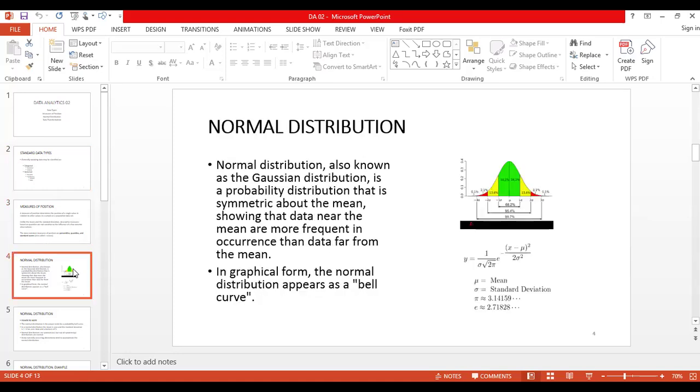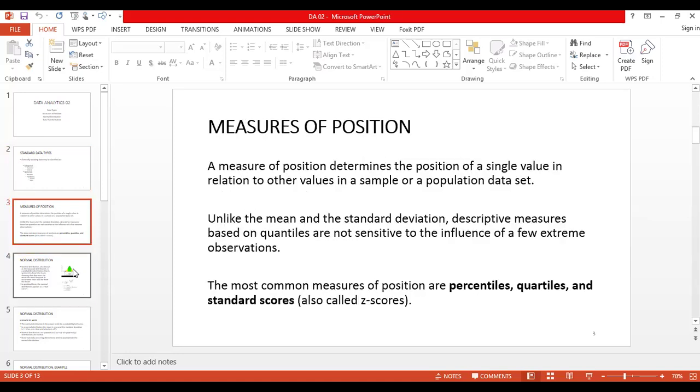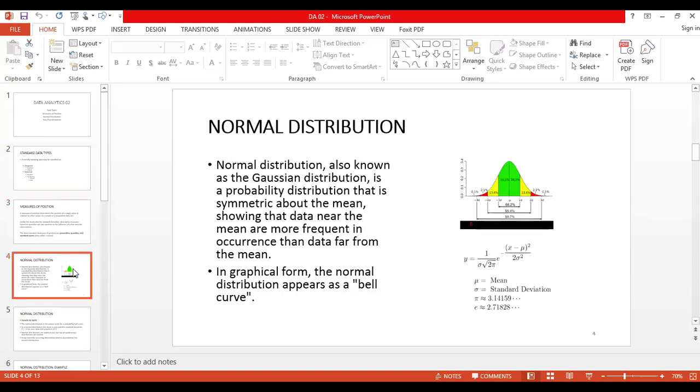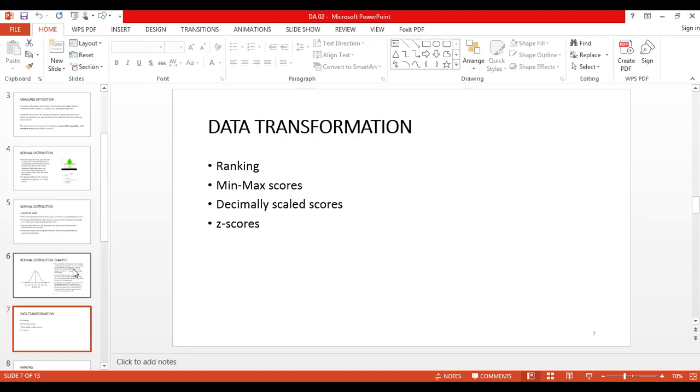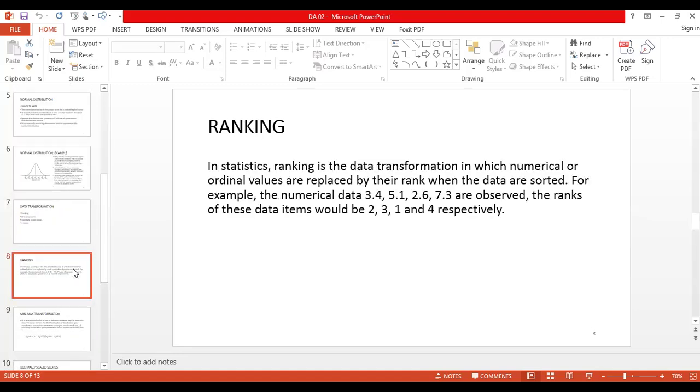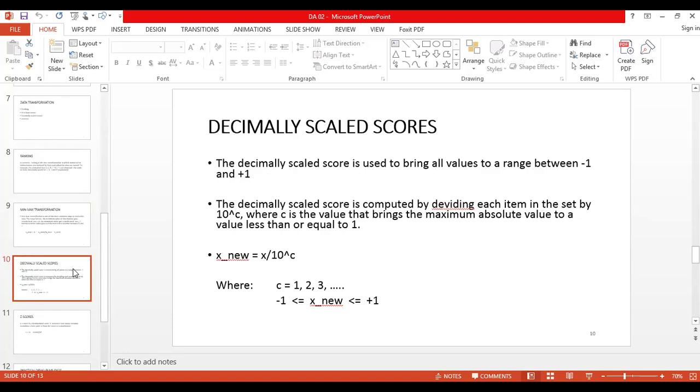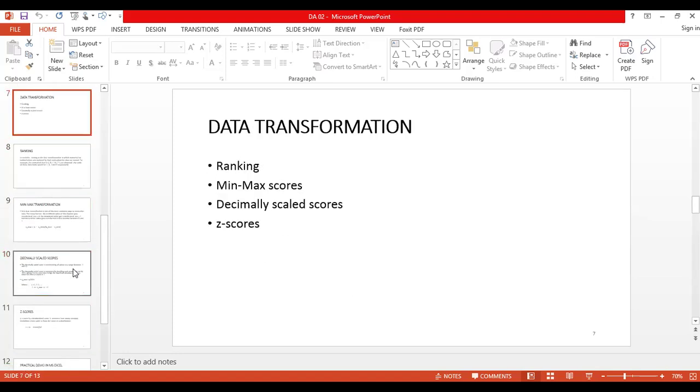We looked at measures of position, where we talked about the quantiles, like percentiles and quartiles, and even the standard score is also a measure of position. That's z-scores. Then we looked at the normal distribution. Then we looked at data transformation. I think we spent most of the time dealing with data transformation. We saw how to rank data in Excel, how to do min-max transformation, decimal scaling, and z-score transformation.